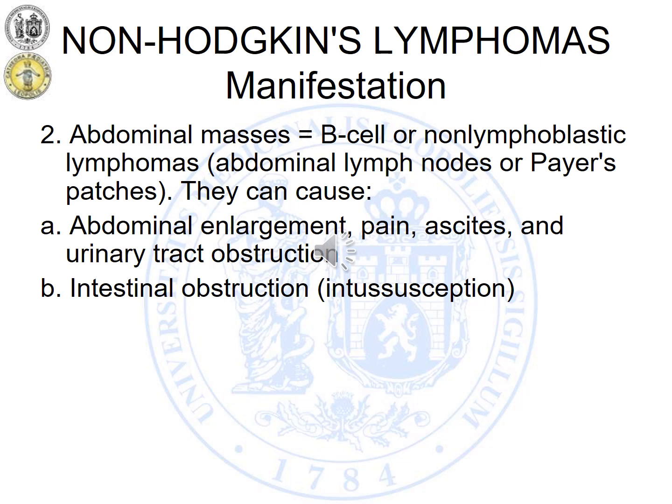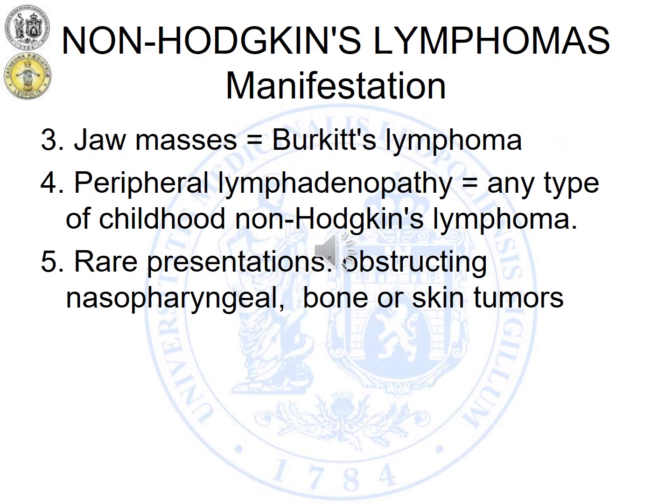Abdominal masses are the most common presentation of B-cell or non-lymphoblastic lymphomas. These lymphomas arise either from abdominal lymph nodes or from intestinal Peyer's patches. They can cause abdominal enlargement from rapidly growing tumor, which sometimes produces pain, ascites, and urinary tract obstruction. Intestinal obstruction can occur, with the tumor serving as the lead point for intussusception. Jaw masses are a common presentation for endemic Burkitt lymphoma. Peripheral lymph node enlargement can be seen with any type of childhood non-Hodgkin's lymphoma. Less common presentations are obstructing nasopharyngeal tumor, bone tumor, and skin tumor.